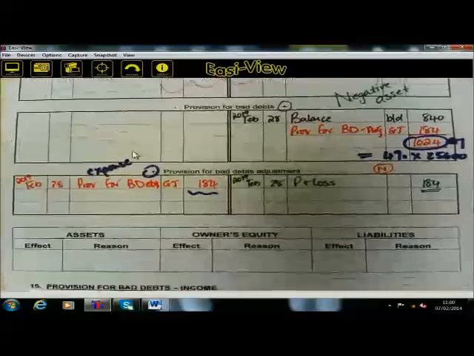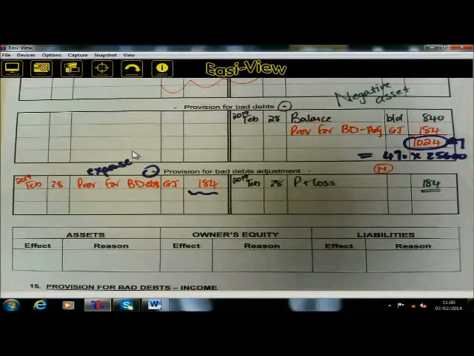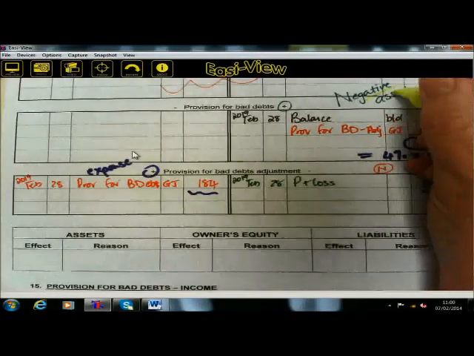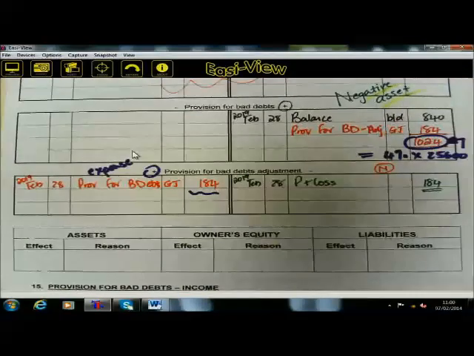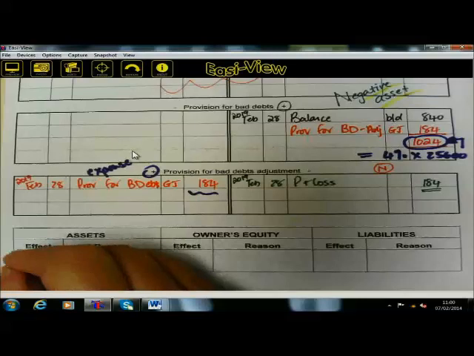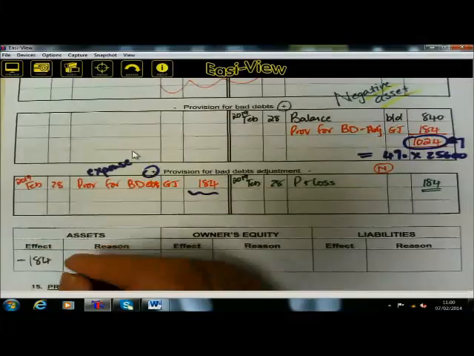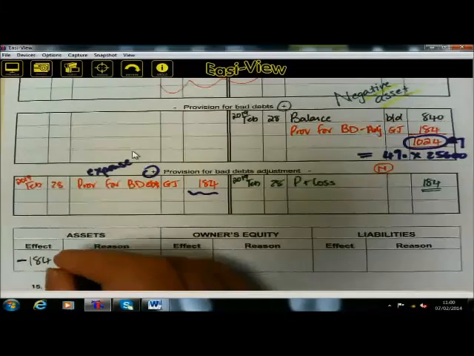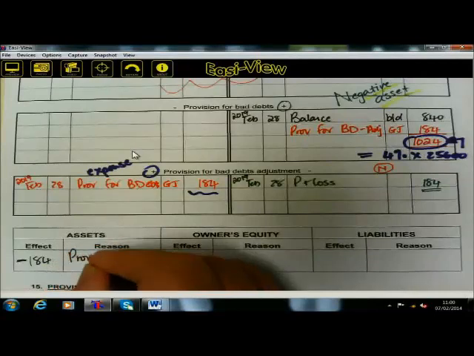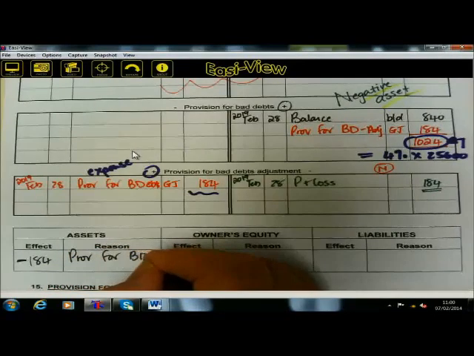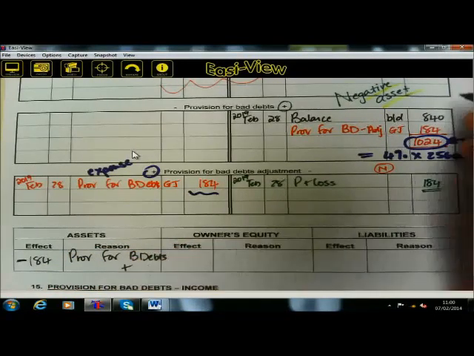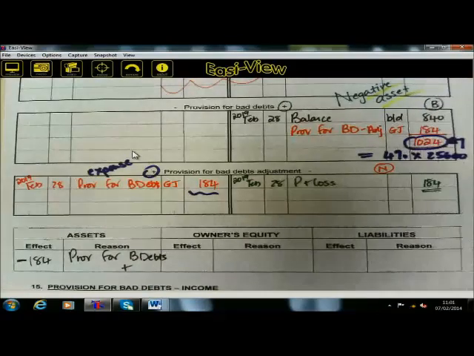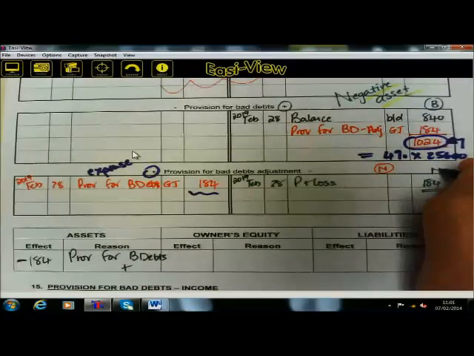Owner's equity, remember a negative asset: the more the negative asset becomes, the less your assets become. So it is minus 184 because the provision for bad debts becomes more. This is the B account. This is the nominal account.